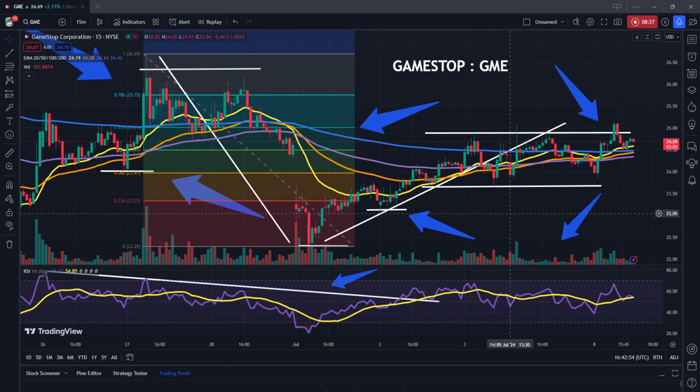So here's the current market analysis for GameStop Corporation, stock ticker GME.